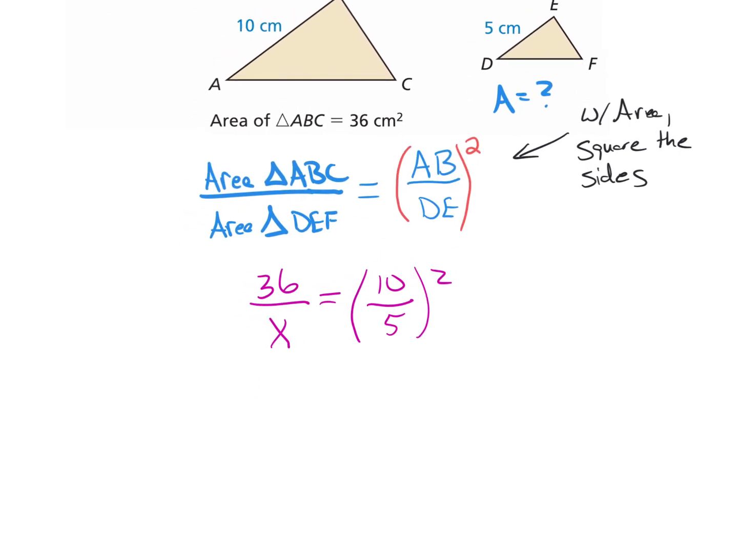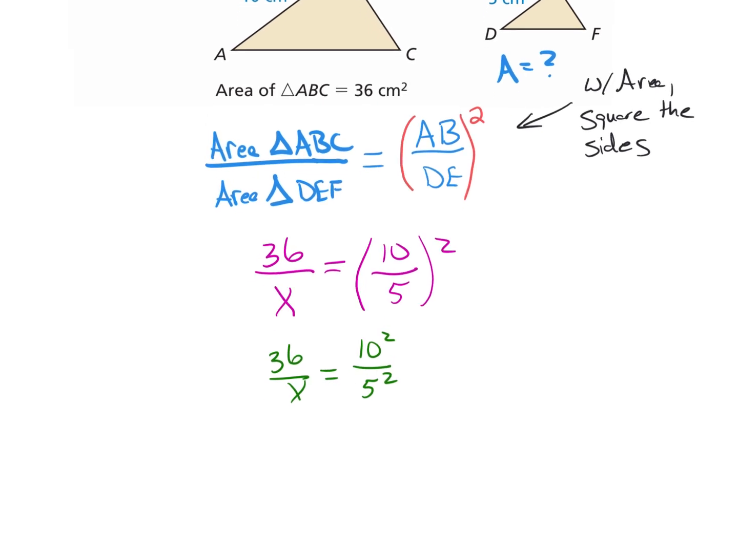All right. So now, it's going to work our way down this. 36 over X. And what I'm going to do is I'm going to square both of them. So it's going to be 10 squared over 5 squared. Okay. When there's a squared outside the parentheses, it's going to both of those numbers. 36 over X. What's 10 squared? 100. What's 5 squared? 25. Remember, guys, that's just 10 squared is 10 times 10. 5 squared is 5 times 5. And you have a squared button on your calculator.